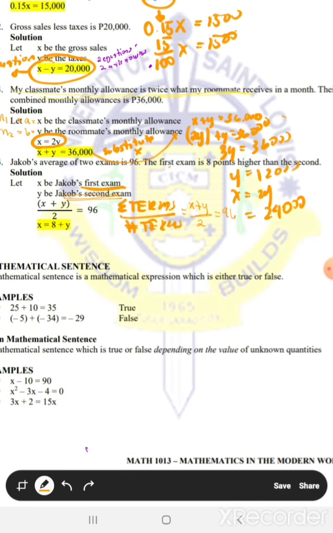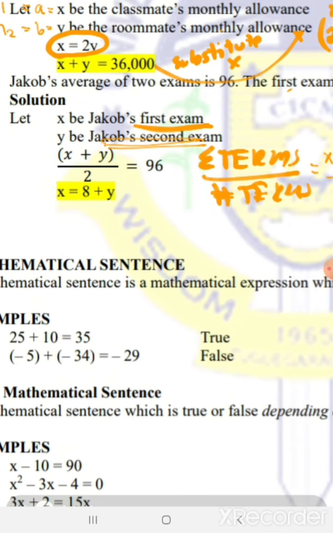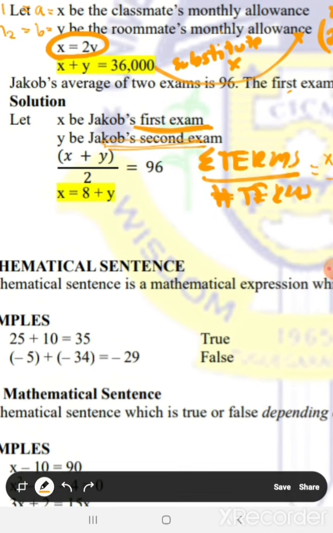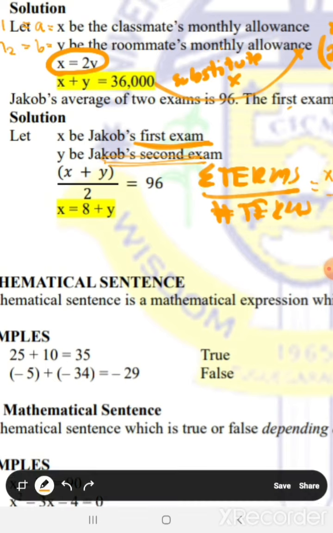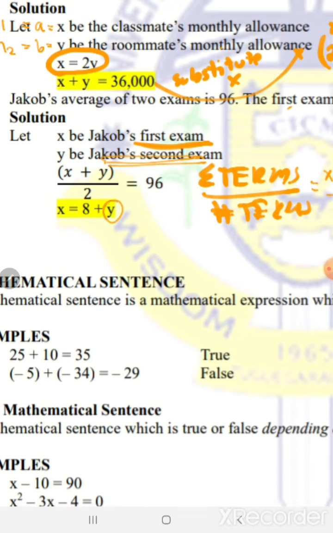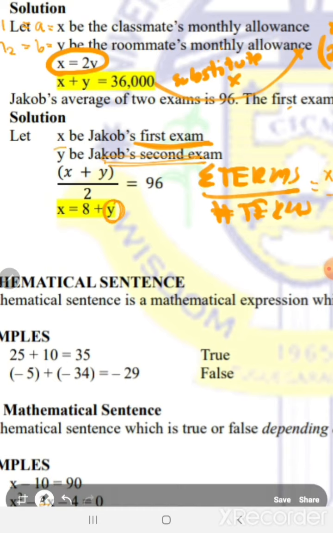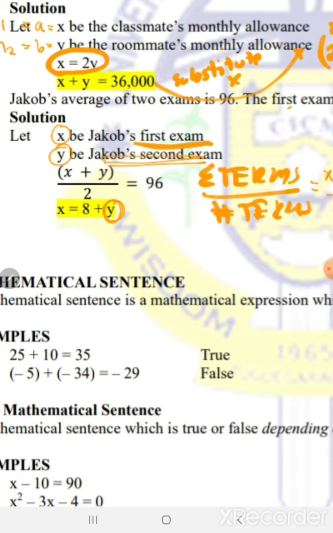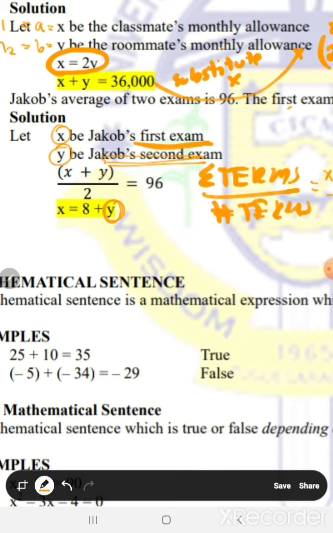Next is your x is equal to 8 plus y. So your 8 plus y denotes that the first exam is higher than the second. Therefore, take note that you should not swap your variables. Whatever you defined in the first equation, it should also be the case in your second equation.